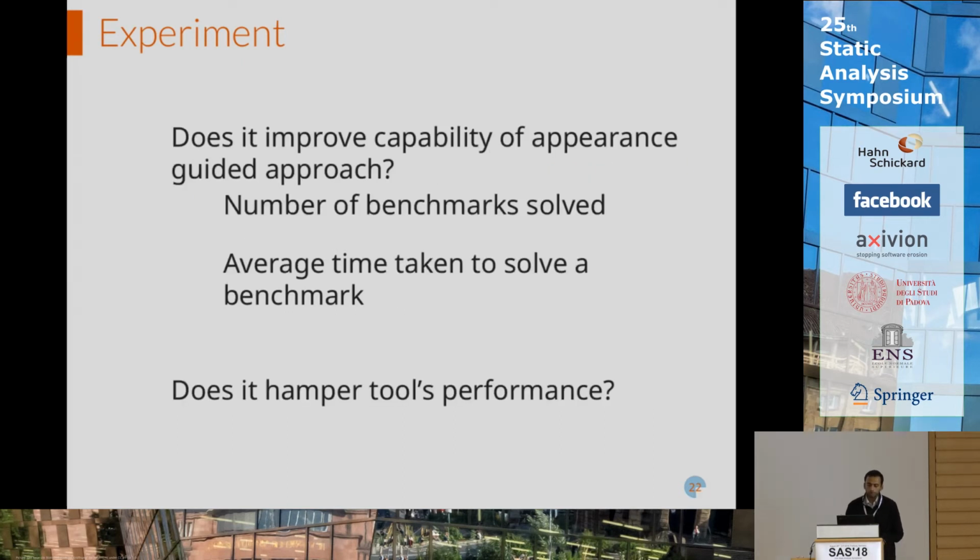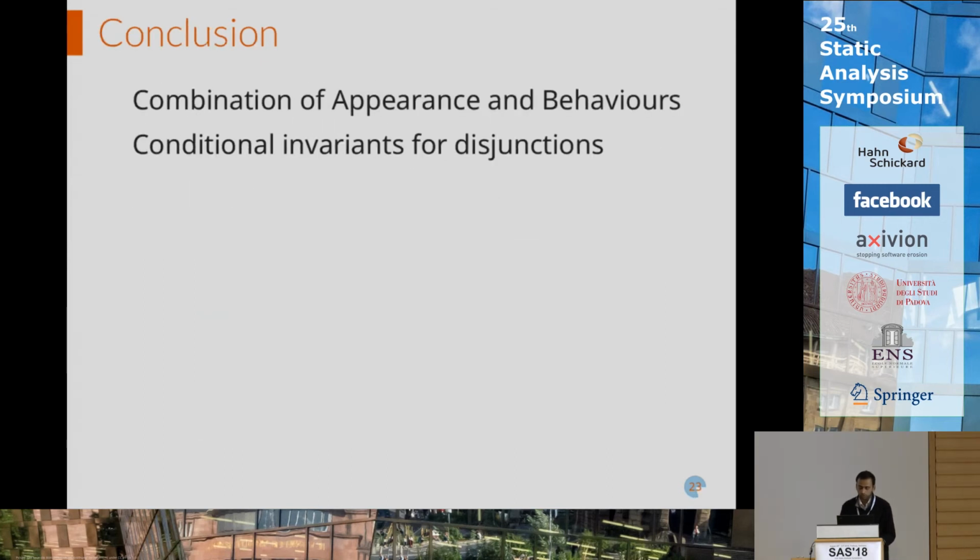Now, we wanted to check two particular questions. First, does this approach improve the capability of the appearance-guided approach? By capability, we mean: does it increase the number of benchmarks that it solves? And is the average time it takes for a benchmark lesser than the appearance-guided approach? Second, does it hamper, that is, does it cause any regression in the existing tool? Because we get a particular shape, which is heuristic, does it cause any regression in the tool?